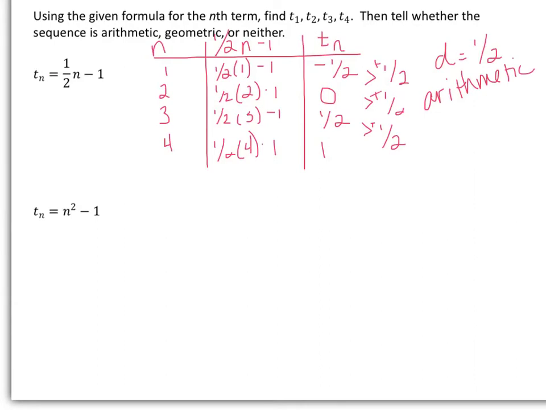So to find the next 2 terms, I don't even have to do that. If I was going to find the next 2 terms, I would say 1/2 plus 1/2. 1 plus 1/2 would be 1.5, and then 1.5 plus 1/2 would be 2. But we don't actually need to do that. Taking a look at the next one, I'll make the same columns.